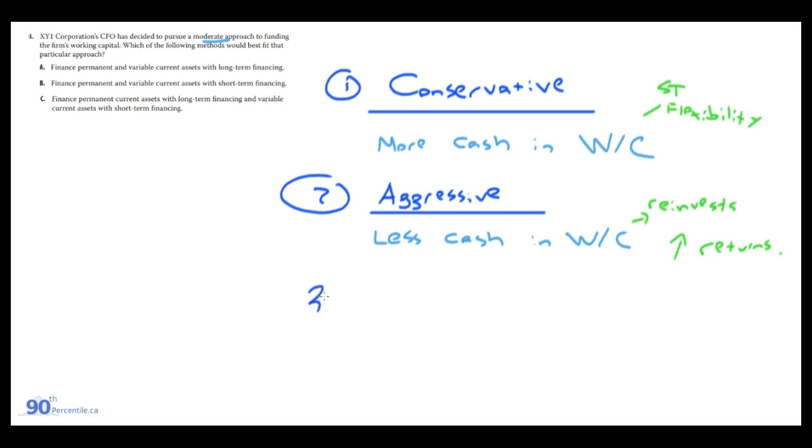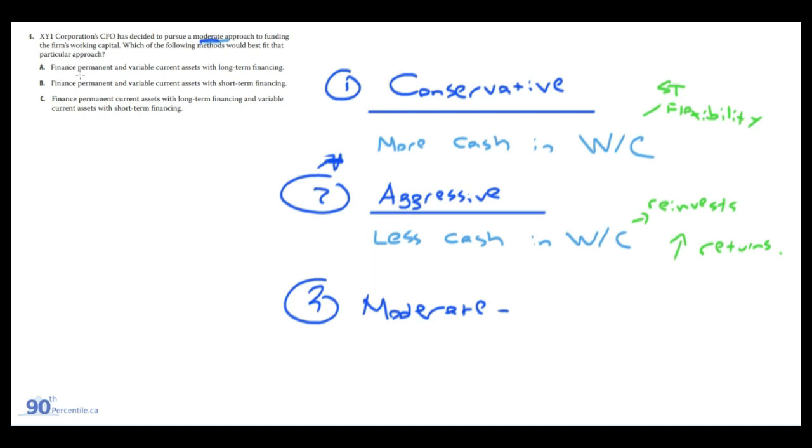And then somewhere in the middle is the moderate approach. There's not a real definition here. It's just somewhere in the middle of these two. So based on that, what's the answer going to be? Which of the following methods is the moderate approach?